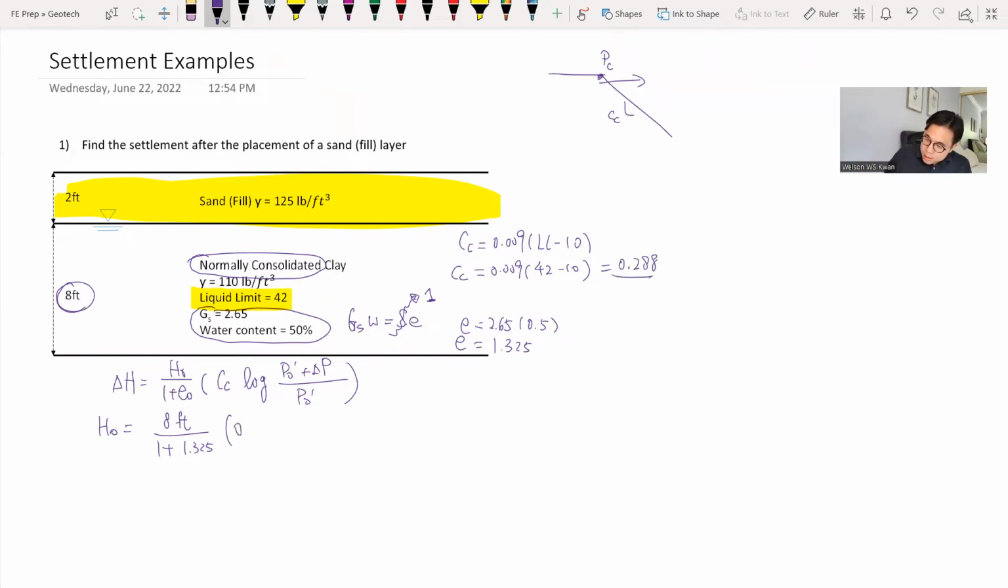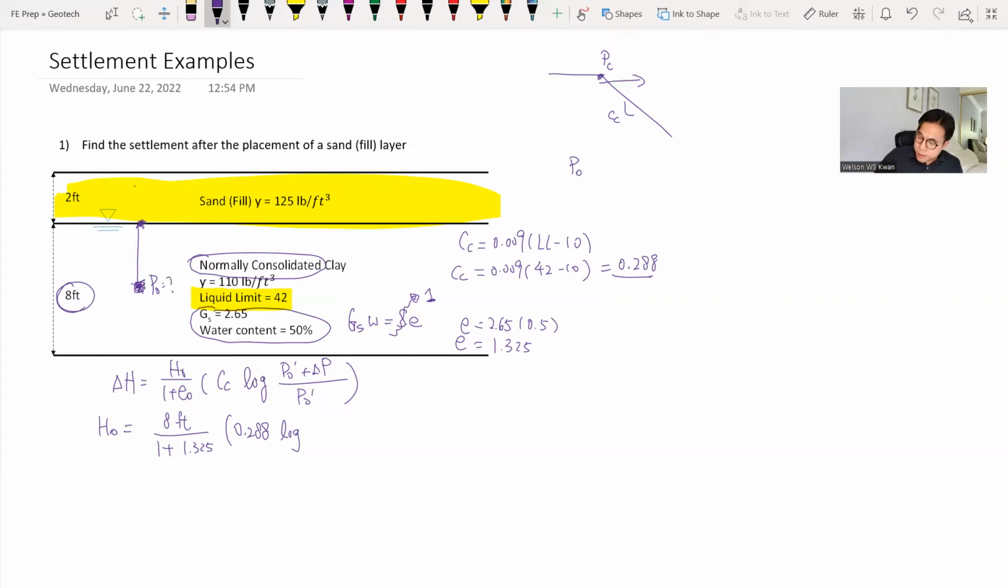So we got our C sub C, times log, and now the remaining terms are P sub naught and also delta P. P sub naught is the stress, the original stress before the placement of the fill, at the midpoint of your clay layer. So it's the stress here, P sub naught here.